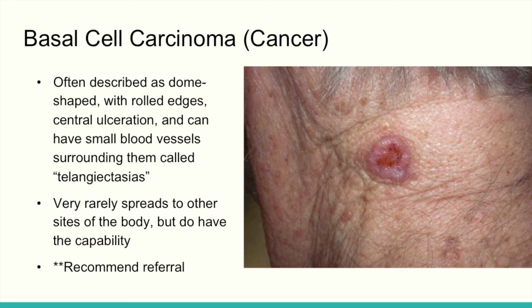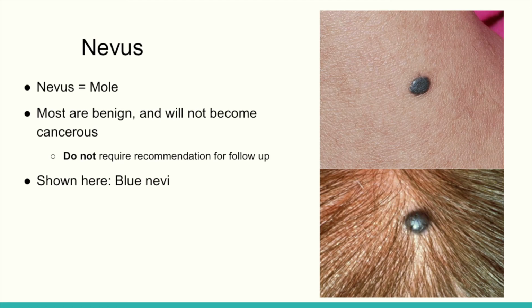Basal cell carcinoma is actually the most common form of cancer in humans. In fact, it's so common that they don't even keep statistics on it anymore. It's dome-shaped, as you can see in the picture, with rolled edges. You may have small blood vessels called telangiectasias throughout it. They're very slow-growing. They do need to be referred, but they rarely metastasize, and they're usually not all that dangerous.